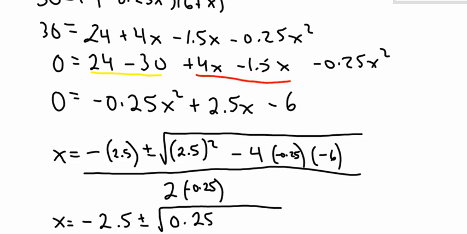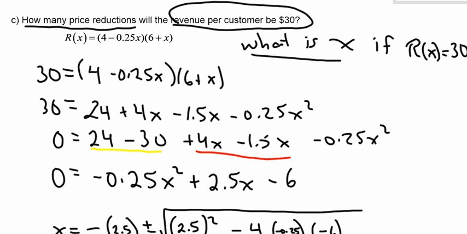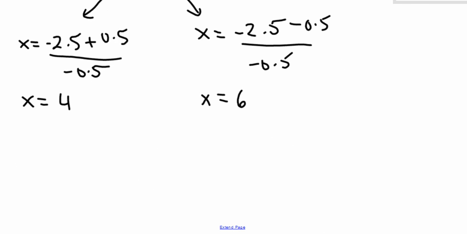So the question was, how many price reductions will the revenue per customer be $30? So there's two answers. At 4 or 6 price reductions, the revenue is $30.